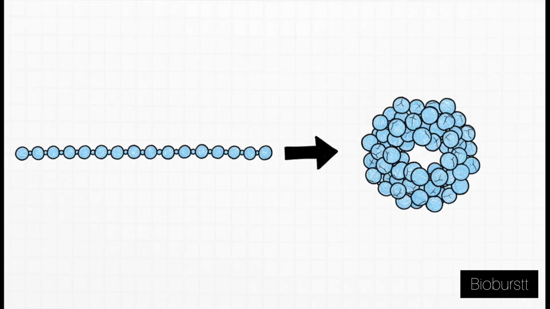But here's the thing. That chain does not stay straight for long. Based on all the different interactions between the amino acids, it starts to fold in on itself, creating this incredibly intricate and very specific three-dimensional shape. And that shape, that's what gives the protein its job.